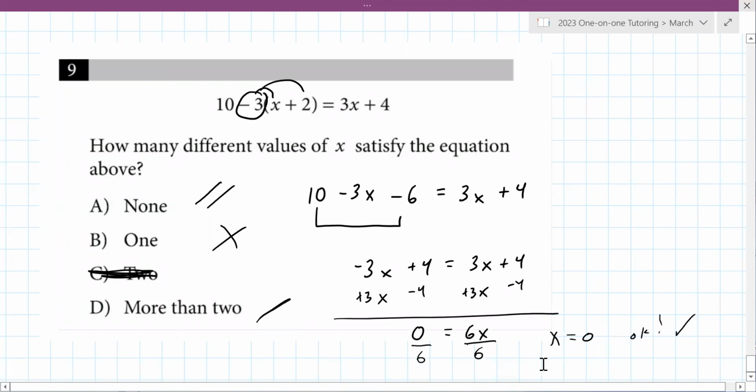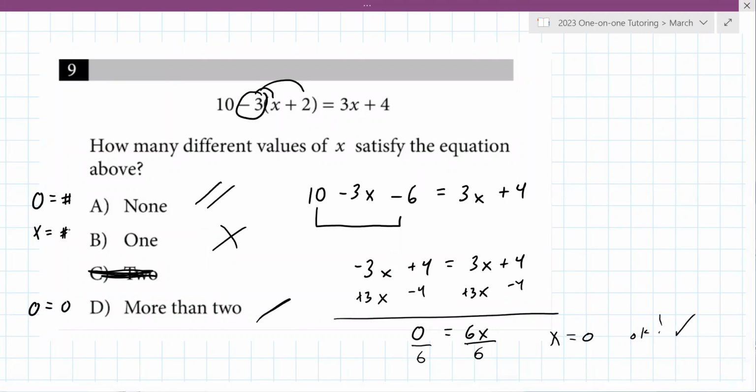X can be 0. What it can't be is 0 equals a number. That's the none. 0 equals a number is none. More than 2 would be like 0 equals 0, but 1 is the x equals something. And these are designed to be sort of deceptive, like, well, wait, I got 0. That means something. It's okay if x is 0.